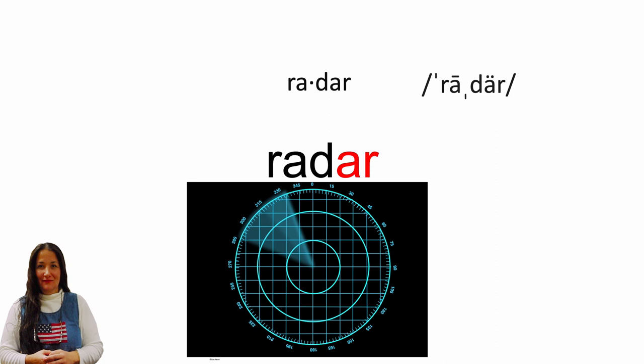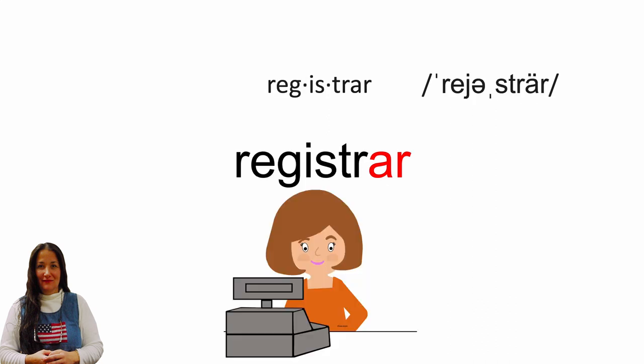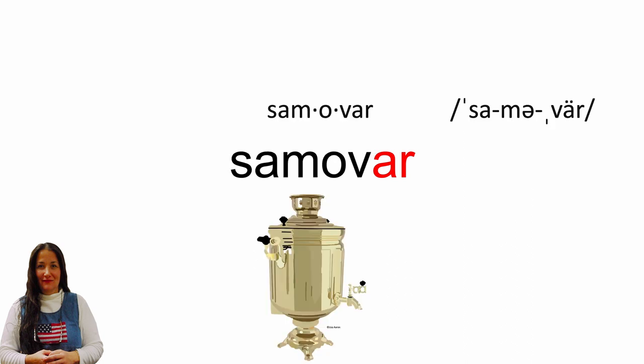Radar. Registrar. Samovar. A samovar is a metal urn, often of brass, with a spigot near its base, widely used in Russia to boil water for tea.